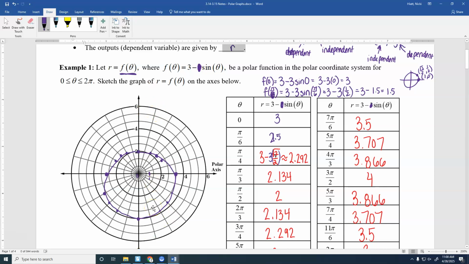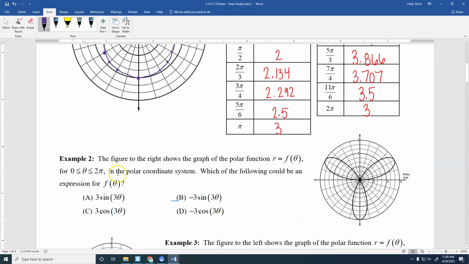So that gives you an idea of the process of sketching a graph for these. You will not be asked to sketch a graph of a polar coordinate. That's not part of what they ask on the free response questions. You are going to see these in multiple choice form. In fact, I need to look back through the free responses. I don't think there's really polar stuff on the free response questions. So these are going to show up in the multiple choice section.